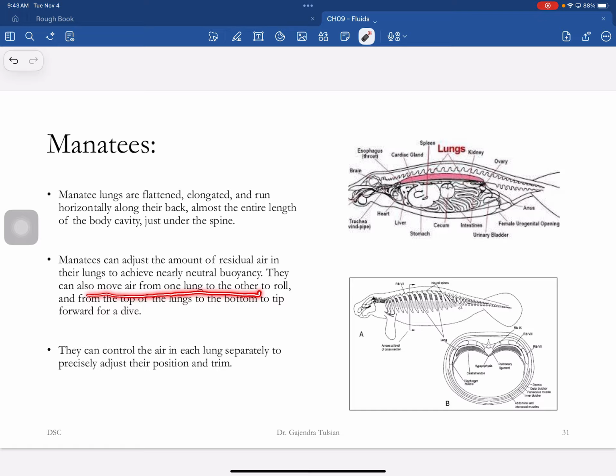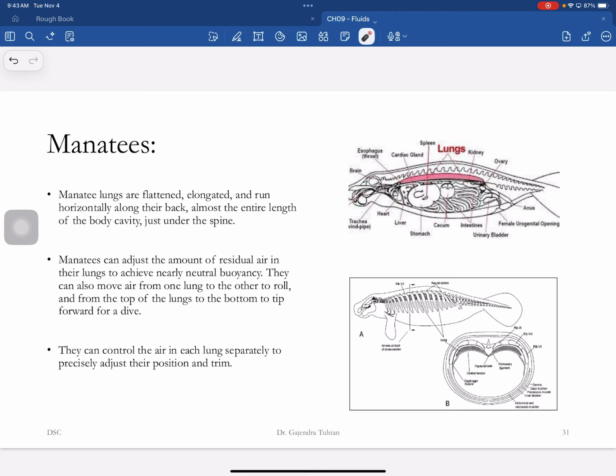If they want to roll this way, you move air from here to there. This side has more air, becomes buoyant, has an upward force, and you can roll that way. If you want to roll the other way, you move air from here to there. That's from lung to lung for rolling, and from top to bottom. If you move air here, then you can rise up. If you move air here, then you can dive. They can move air from the top of the lungs to the bottom to tip forward for a dive.